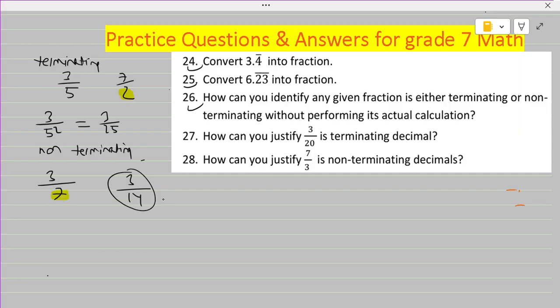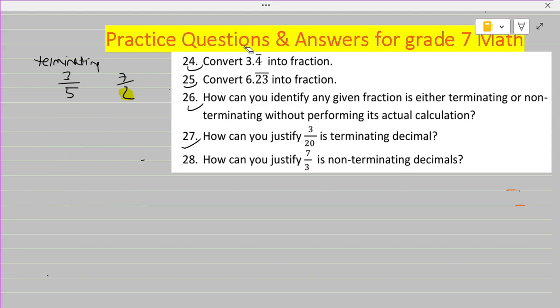Alright, so now I go with number 27. So what's said there in 27? Let's see.